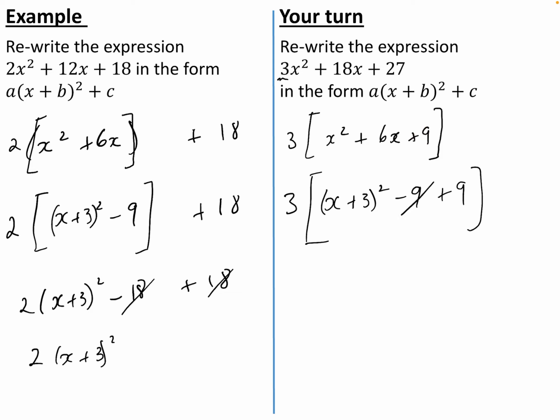I can simplify this because these two cancel each other out, and expanding the brackets again, I'm left with 3 times x plus 3 squared. So you can, if you want to, leave that plus c term on the outside, or you can also bring it into those square brackets and factorise that also.